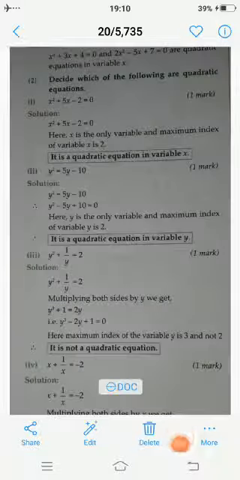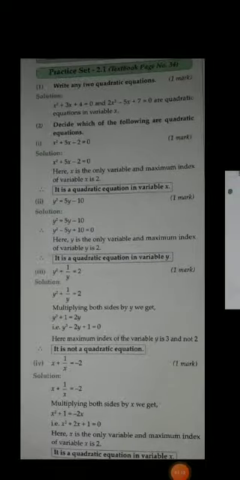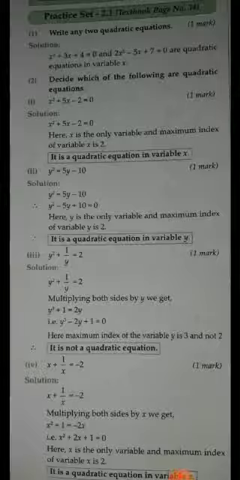Now here is your practice set 2.1 of your textbook. Your first question is write any two quadratic equations. Now what is a quadratic equation? Here the highest index of variable is 2. So you will make the equation that will be easier for you from that term. You will make the equation as x square plus a middle term, that will be with your variable x, and a constant term, that will be the term without x.